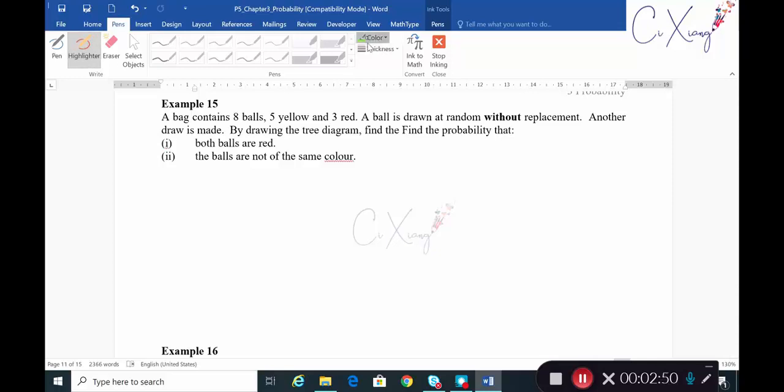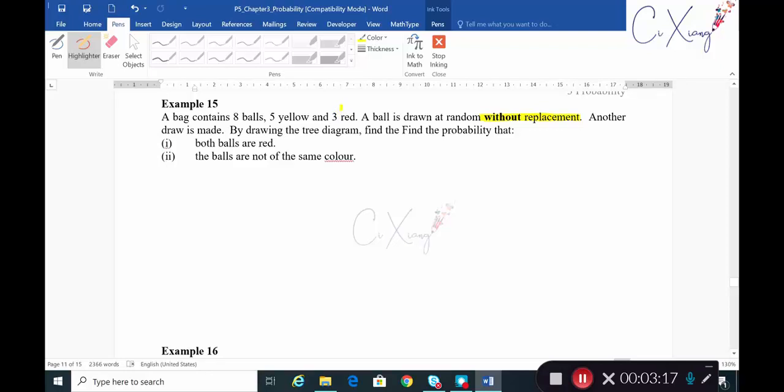For this question, you have 8 balls in total, 5 yellow and 3 red, and then a ball is drawn at random without replacement. This is an important keyword that you need to know. Another draw is made. By drawing the tree diagram, find the probability that both balls are red, and the balls are not the same color. If you look at this question, you are actually taking out 2 balls.